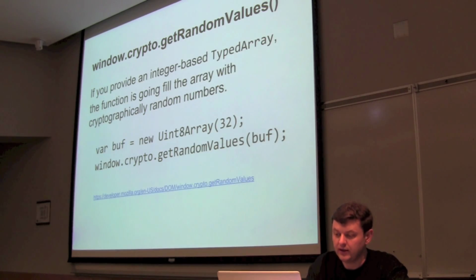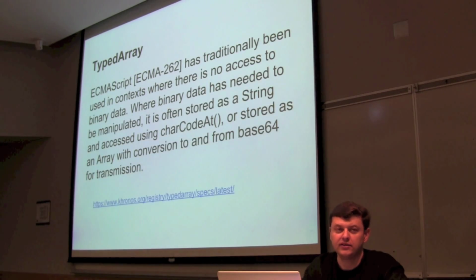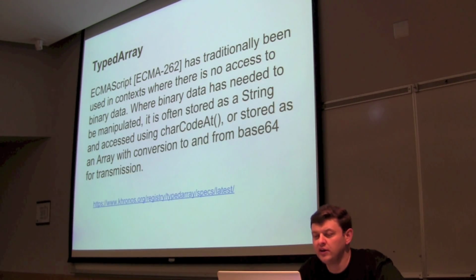So, again, like I said, Chrome implements this. It's called getRandomValues on a buffer. Be able to get something back from a typed array. We mentioned typed array before.